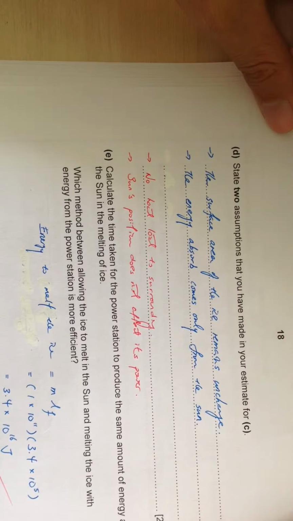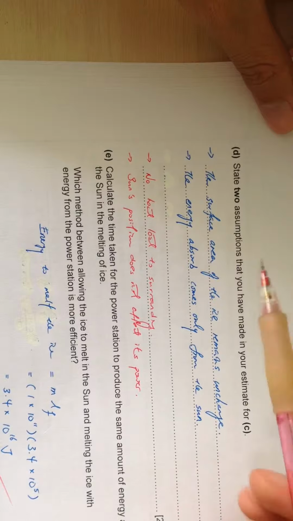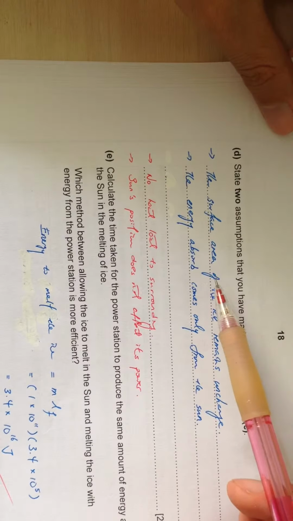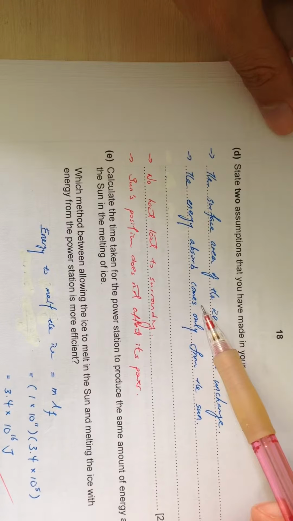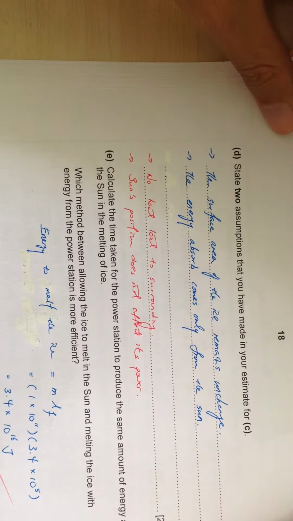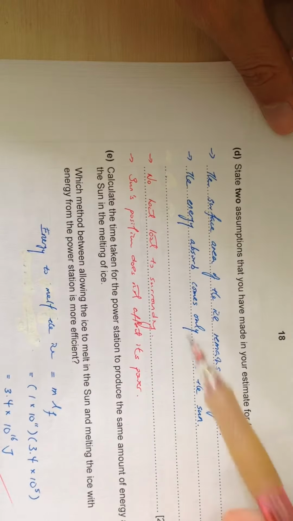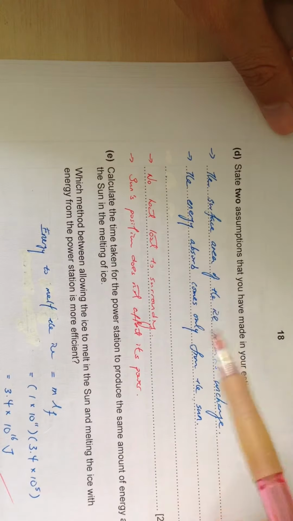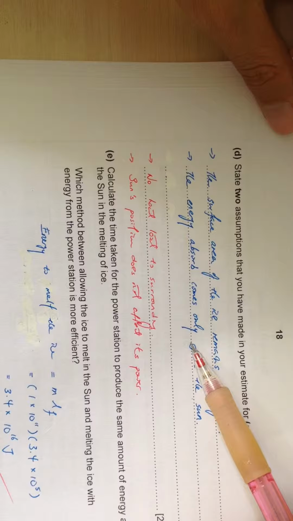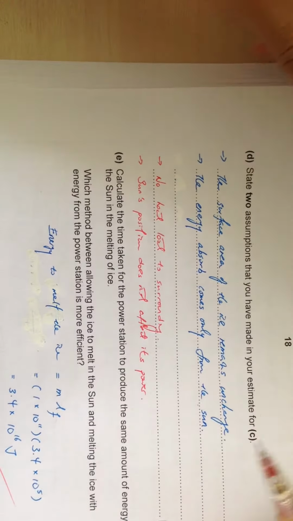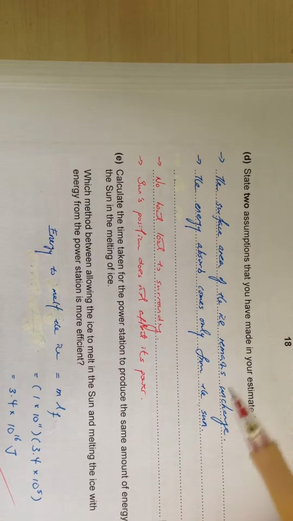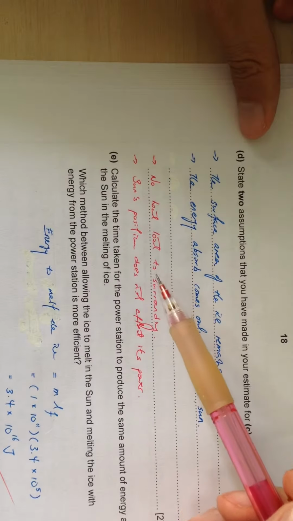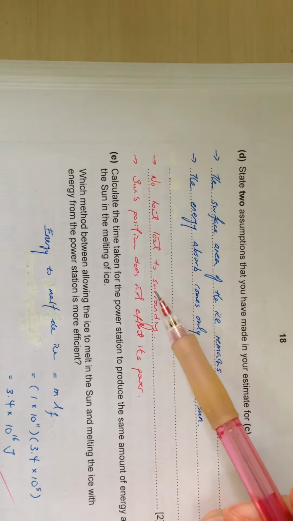Okay, down here state two assumptions. Actually there are more than that. Number one, actually when the ice starts melting, the surface area will be changing, but in our calculation we consider the surface area constant. Number two is that actually the ice will absorb energy from the environment, from the water also, but in our calculation we are assuming that the energy is only coming from the sun. Okay, so actually the energy absorbed by the iceberg is more than the value that you calculated. Okay, another thing is that heat loss to the surrounding.